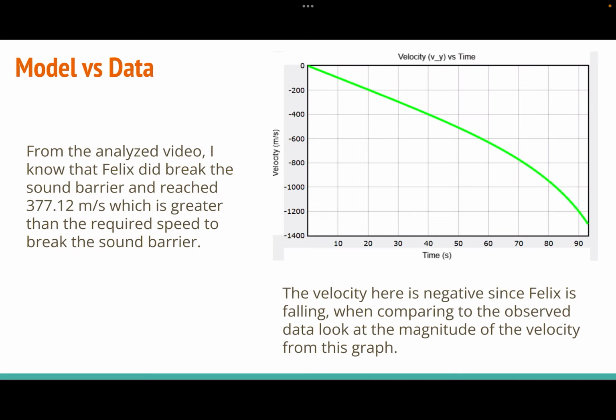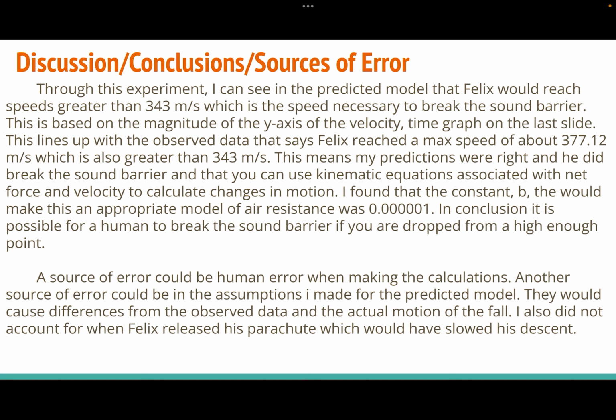From the analyzed video, I know that Felix did break the sound barrier, and the data showed that he reached 377.12 meters per second, which is greater than the required speed to break the sound barrier. And the data from the model shows that the magnitude of it is increasing over time. Through this experiment, I can see in the predicted model that Felix would reach speeds greater than 343 meters per second, which is the speed necessary to break the sound barrier.